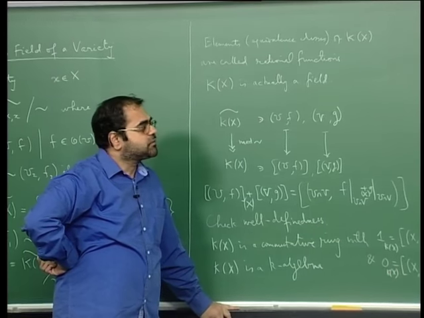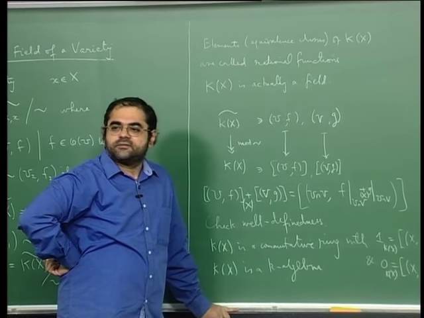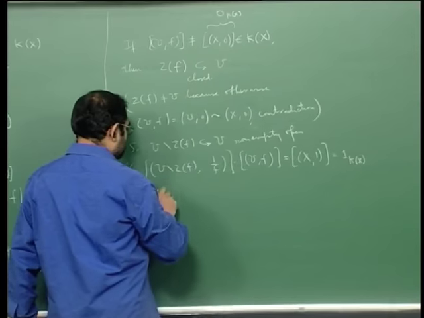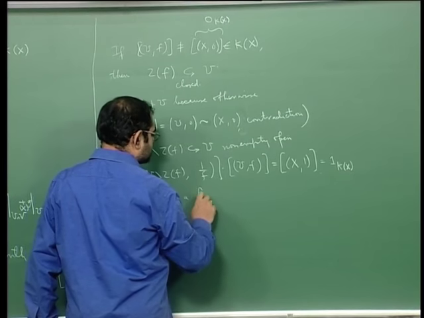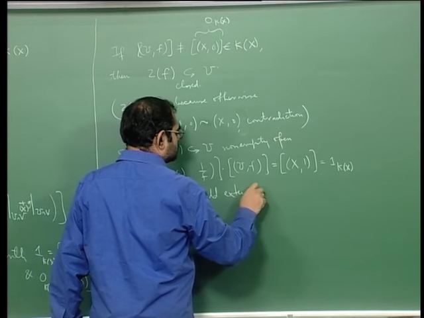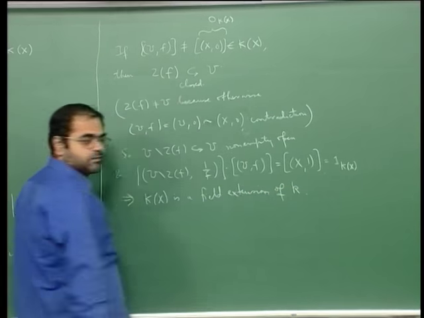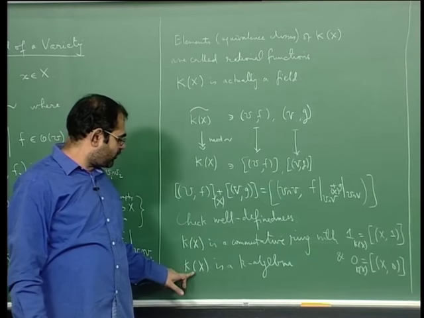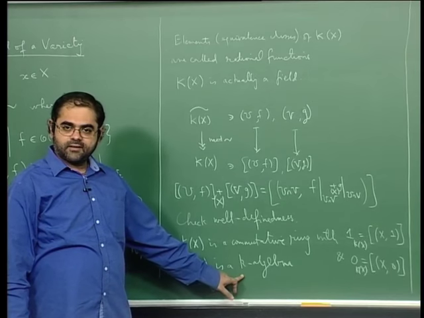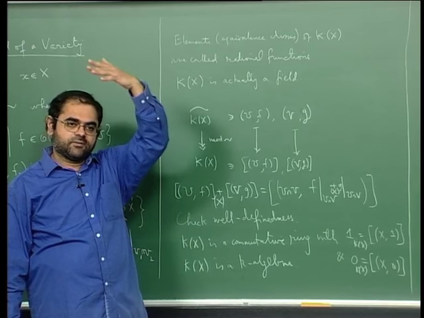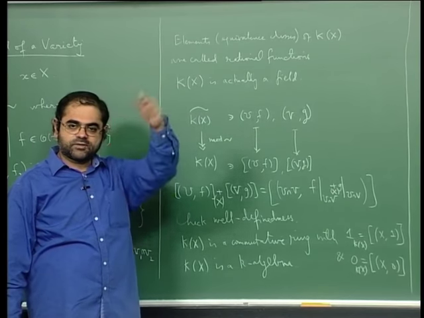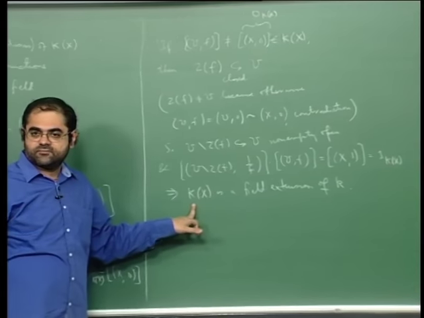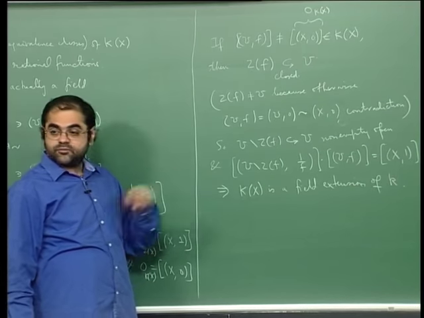So what I have proved is that I have a commutative ring in which every non-zero element is invertible, so it is a field. The moral of the story is that kx is a field, and it is a field extension of k. Because it's a k-algebra, it's an overring of k. It contains small k as a subring, and when you have a ring extension and both are fields, it's actually a field extension. The smaller ring is k; it's a field. The larger one that we have defined and constructed is also a field. This is a field extension.